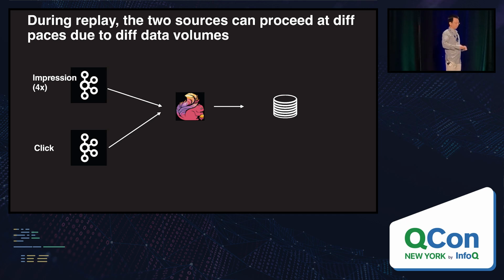Because those two data streams may have different volume of data, let's assume that the impression stream has 4x the amount of data compared to the click stream. Because of different data volume, those two Kafka sources will proceed at a different pace. In Flink, the pace is measured as a watermark.